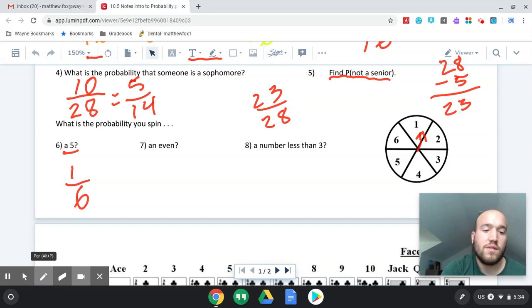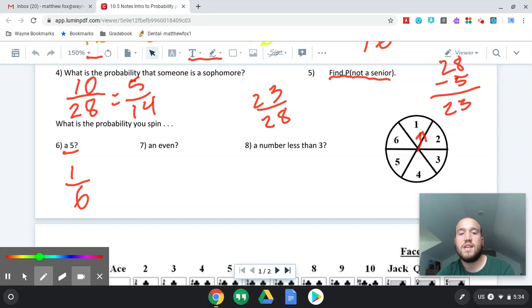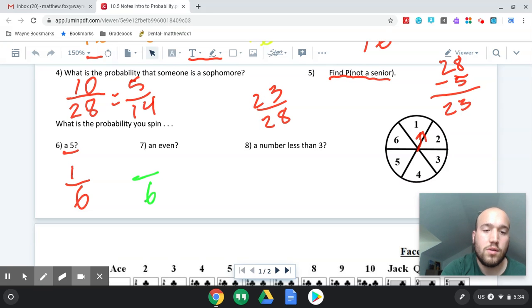Okay, now the second one. What is the probability that you spin an even number? Okay, so once again, we know there's 6 total, and how many are even? So if we look over here, that'd be 2, 4, and 6. Okay, 2, 4, 6, 8, 10, 12. All right, anything that's multiple of 2 is an even number. So there are 3 of them that are even.